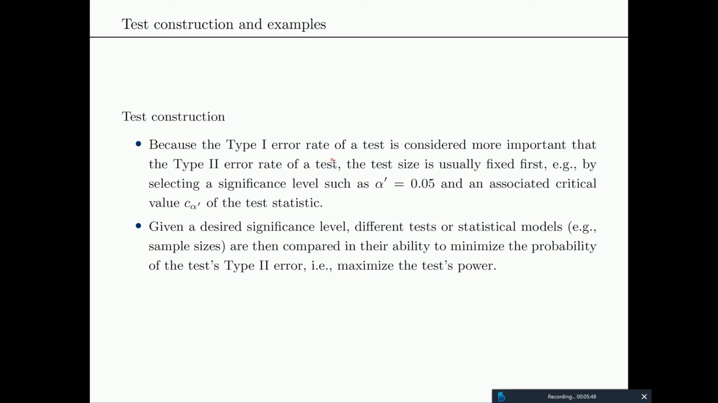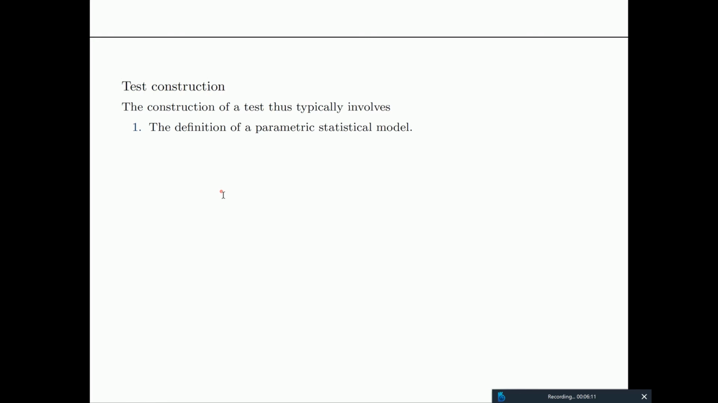The important thing right now is that you first fix the size, so the type 1 error rate, and then you compare at a fixed size, so for a fixed significance level and a fixed critical value, the type 2 error rate and try to minimize that by equivalently maximizing the test power. So based on this idea that first comes the type 1 error consideration and then the type 2 error consideration, a typical test construction would work like this. You first define the parametric statistical model.